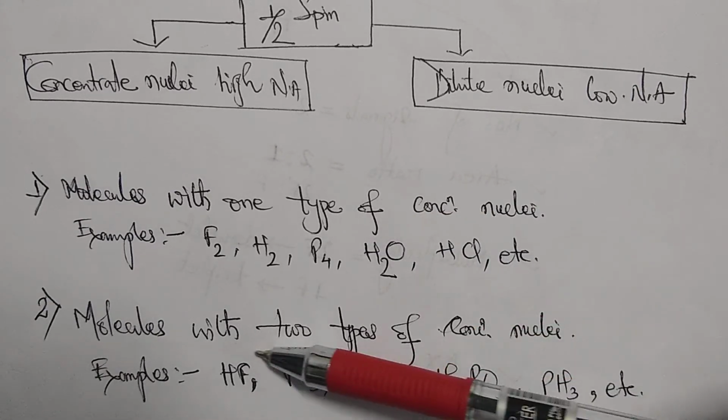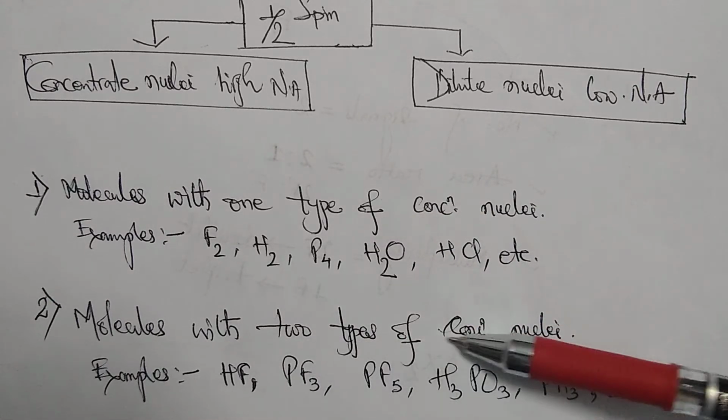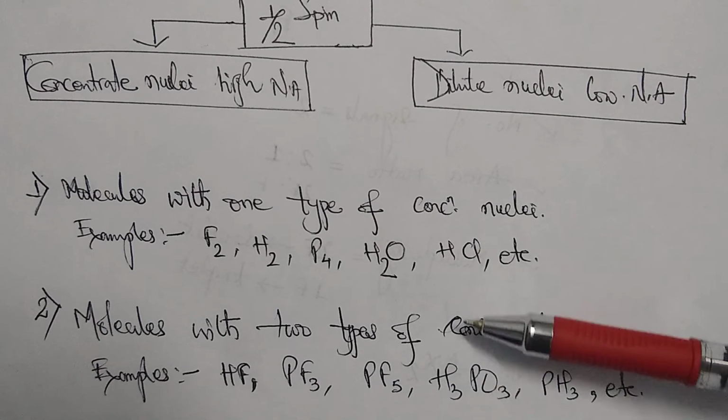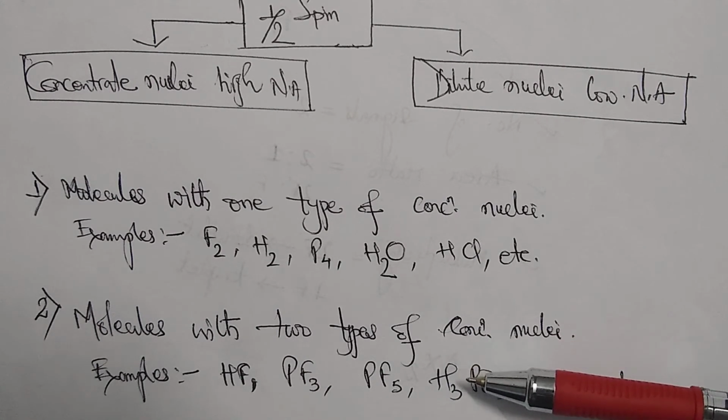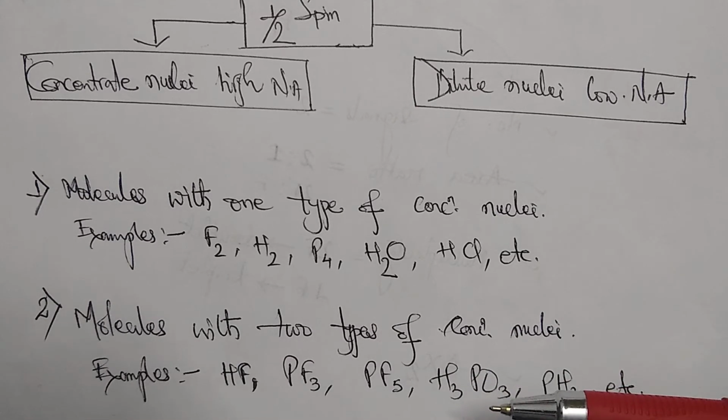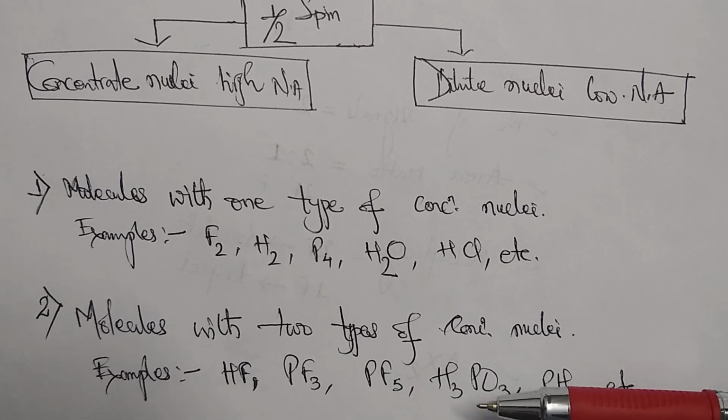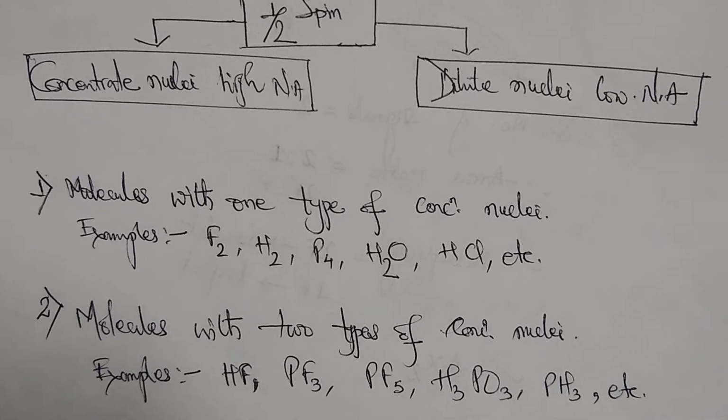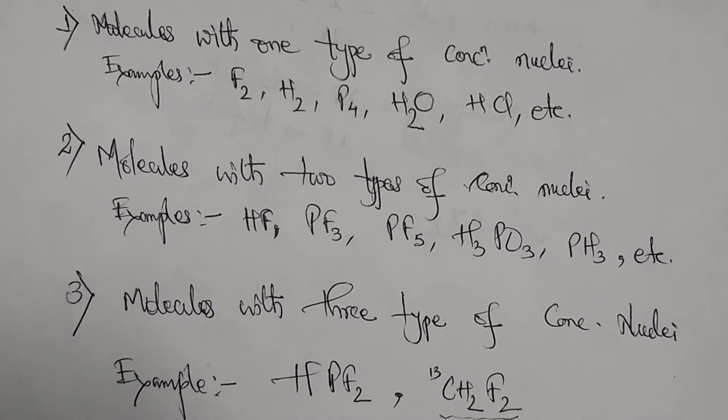So likewise, in the first case we consider only one type of concentrate nuclei. In the second case we consider two types of concentrate nuclei. All these types of molecules we will discuss later in a very detailed way. Right now we are just seeing how to go with this multinuclear NMR.